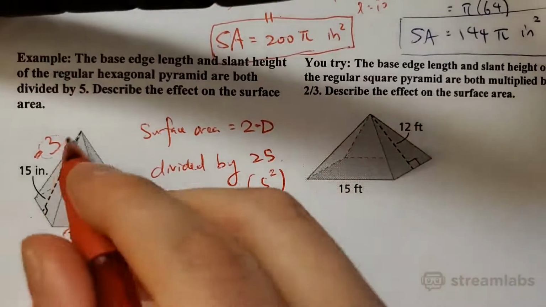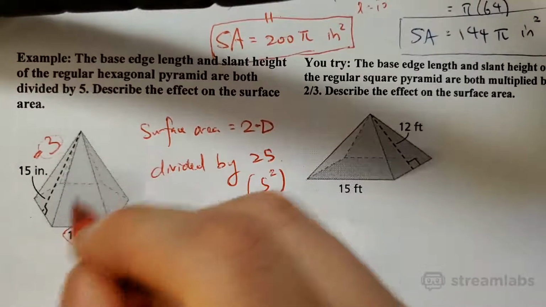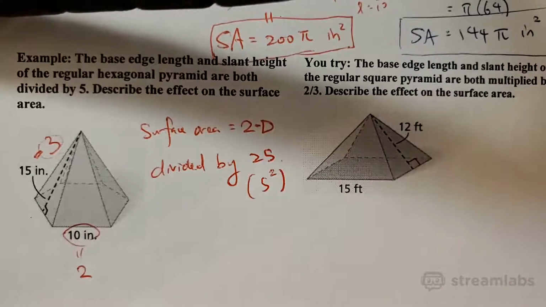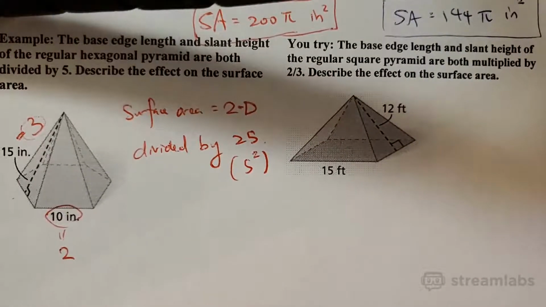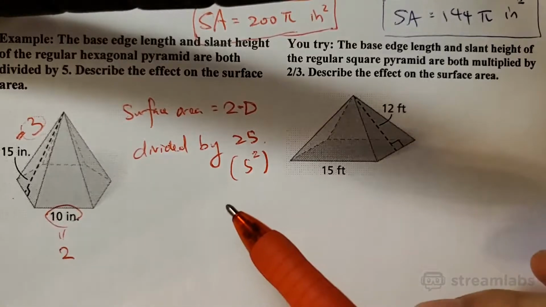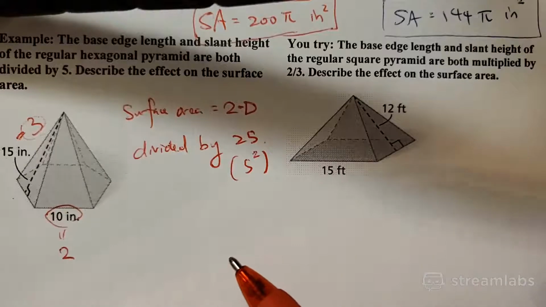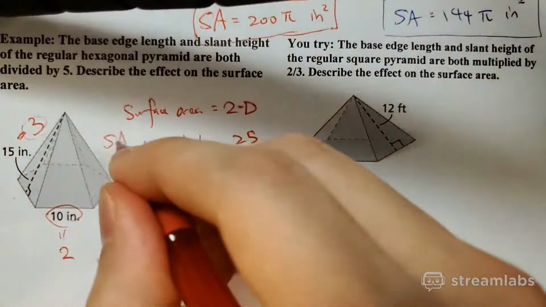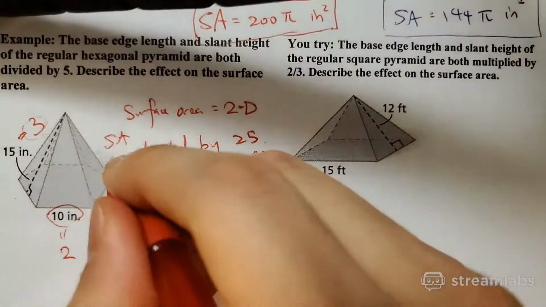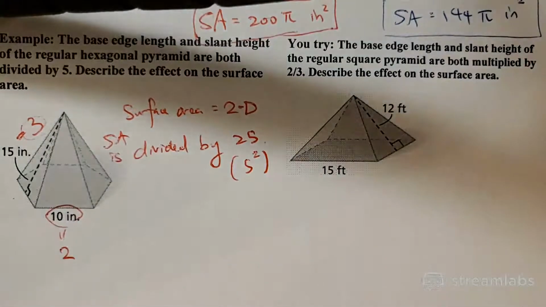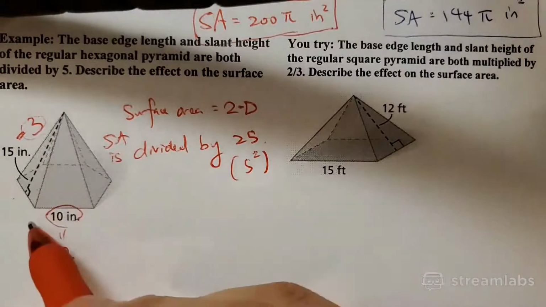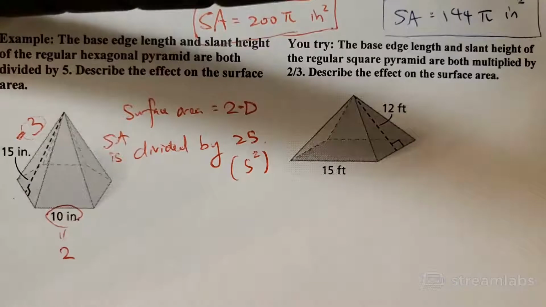If you don't believe me, you go ahead and calculate this whole thing, and you'll see. So this kind of problem, you don't even have to really calculate it. Okay, so SA is divided by 25. Okay, because you divide by 5 here, you divide by 5 here.